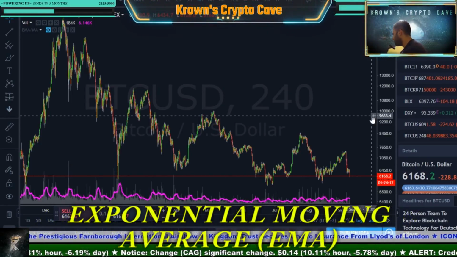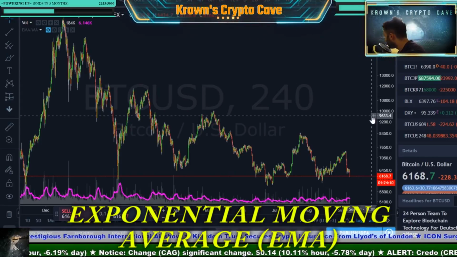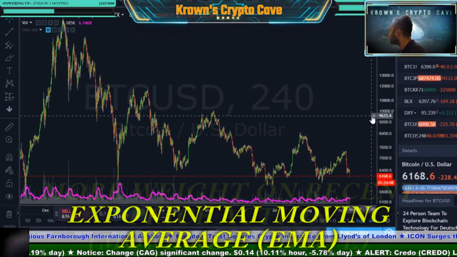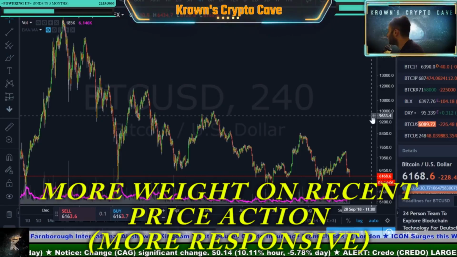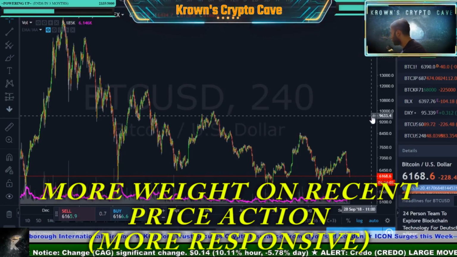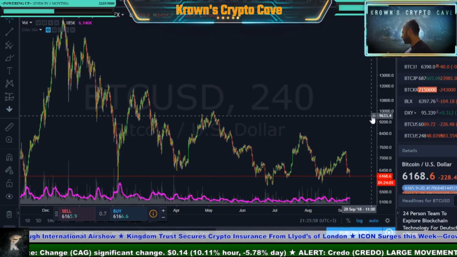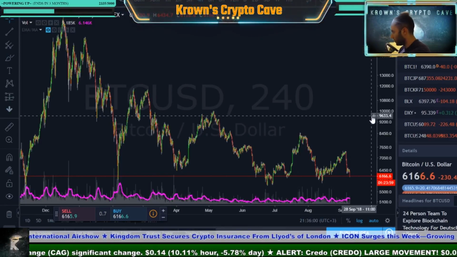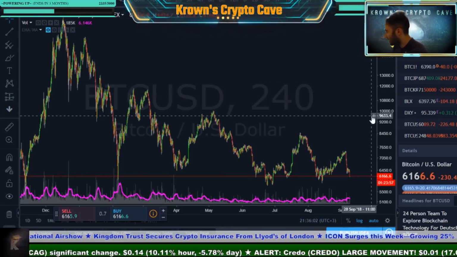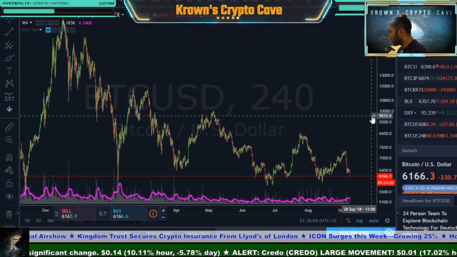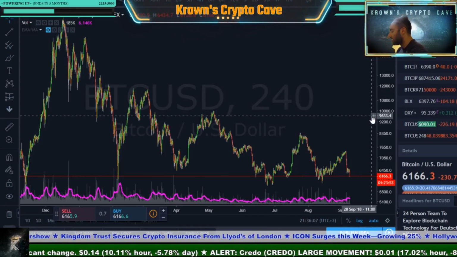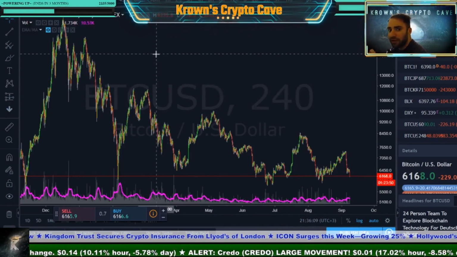Now, an exponential moving average, by the same token, is a moving average. However, it puts more weight on the more recent price action. So it's more responsive, so to say. Both are useful and both have their place in technical analysis. And again, for the purposes of understanding the live streams that I do, this is what we'll be looking at over here. So I'm going to put them on.